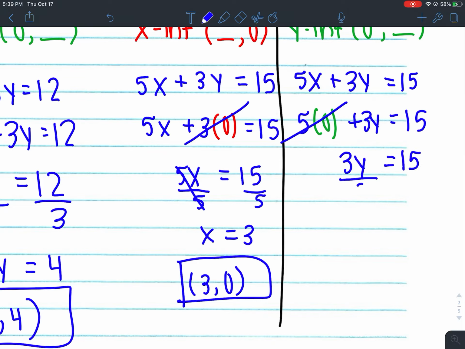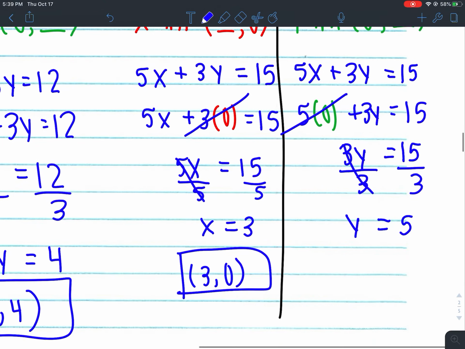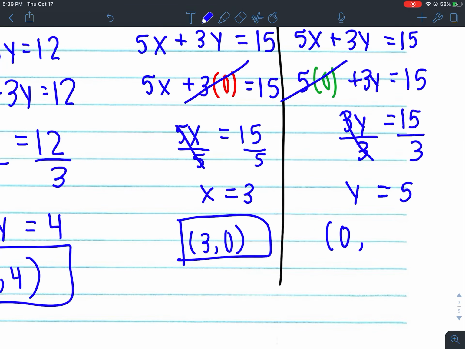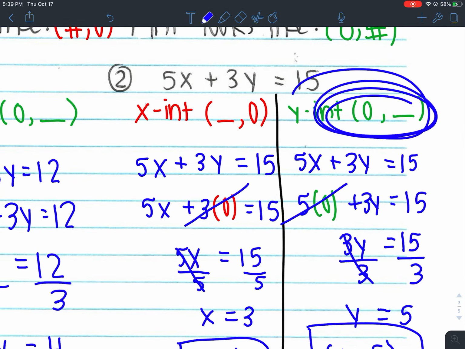Okay, 5 times 0 is just 0. So then I have 3y equals 15. Divide both sides by 3. And I get y equals 5. And my y-intercept then would be (0, 5).